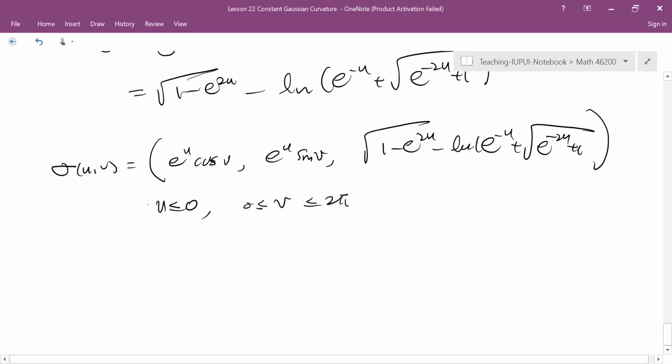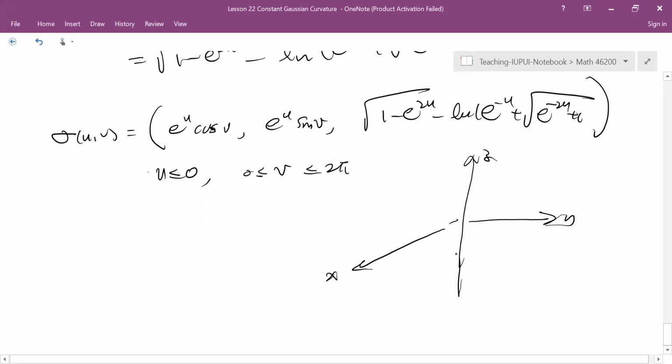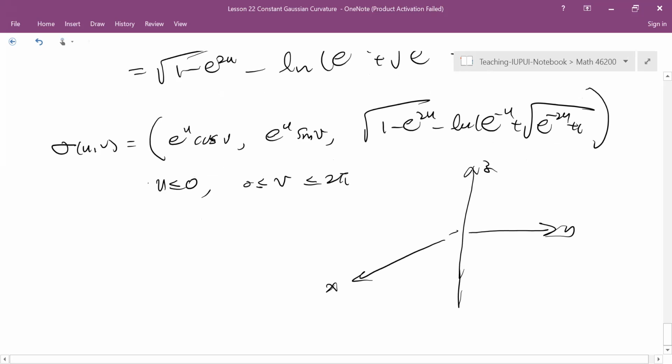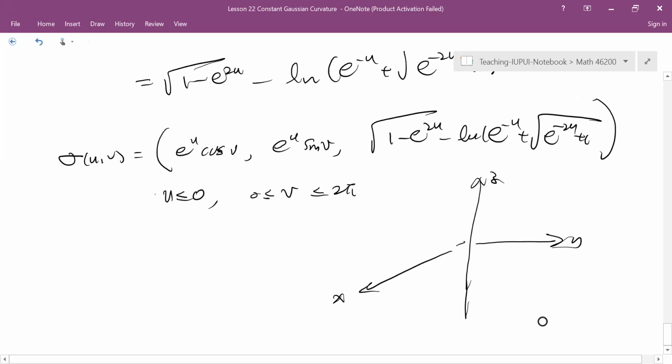The radius depends on the value of e to the u, right? So think about this. This is going to be x, z, y-axis. When u equals 0, my starting point, right? F of 0 equals 1.